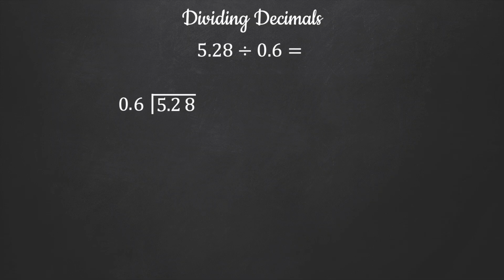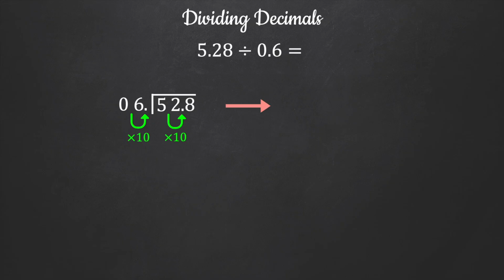Remember that when our divisor is a decimal, we're going to want to make it a whole number to make it easier for us to divide. So because we have 0.6, we're going to go ahead and multiply this by 10 to make it a whole number. And the trick is, if we're multiplying by 10, we can move this decimal point one space to the right. And whatever we do to our divisor, we're going to do to our dividend as well. So we're going to take that and multiply it by 10. So we could go ahead and move our decimal point.